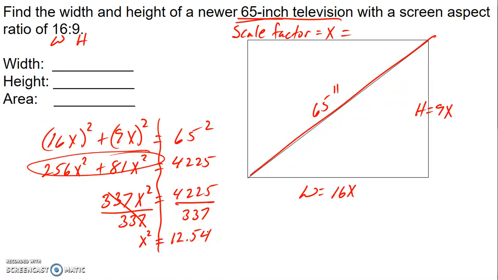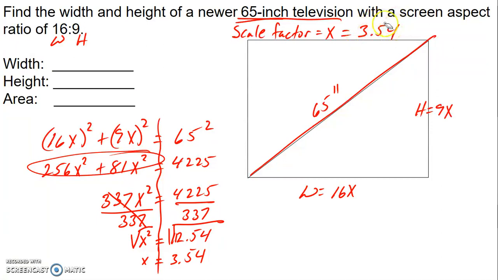Again, we're solving for x. I need x equals, not x squared equals, so I need x equals. So I need to take the square root of this side. That's a 12.54. And so the square root of 12.54 is 3.54. Okay? And so now I know my scale factor. I know my scale factor is 3.54.